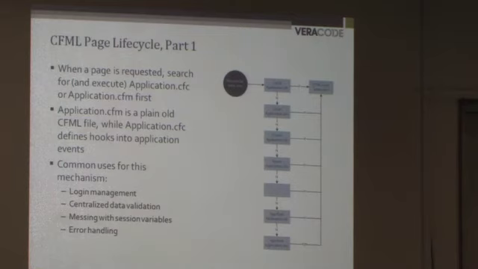If it doesn't find it, it's going to keep searching upward in the directory structure. So if it's not in the current directory, it'll look in the parent directory for Application.cfc or Application.cfm. And if it finds one of them, execute it, and then execute your page. So it'll continue doing that all the way up through the application route until it finds one, in which case it executes it, or it doesn't find one, in which case it just executes your page that you requested.